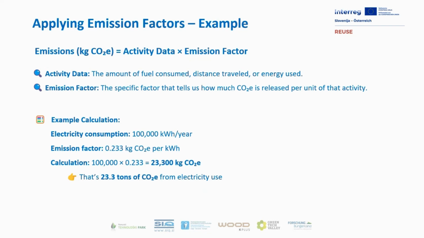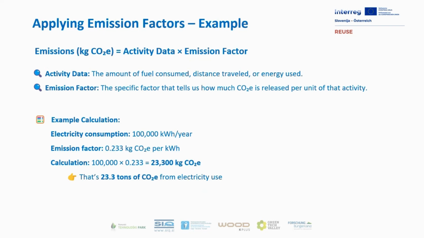Imagine a company uses 100,000 kilowatt hours of electricity in 1 year. Let's say the regional emission factor for electricity is 0.233 kilograms of CO2e per kilowatt hour. Now we apply the formula. 100,000 times 0.233 equals 23,300 kilograms of CO2 equivalent. And that's the total amount of emissions from electricity use.